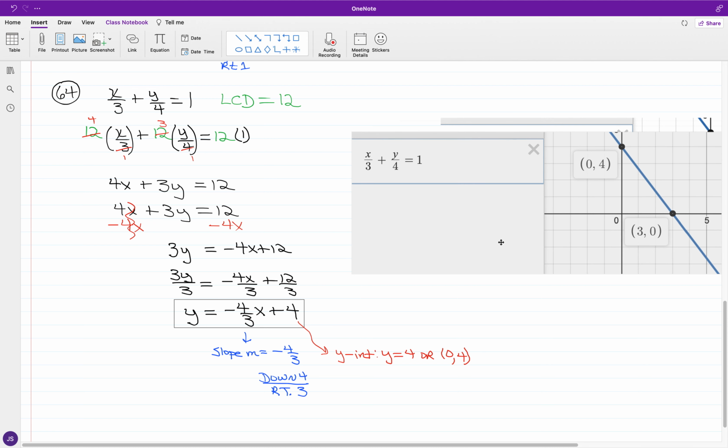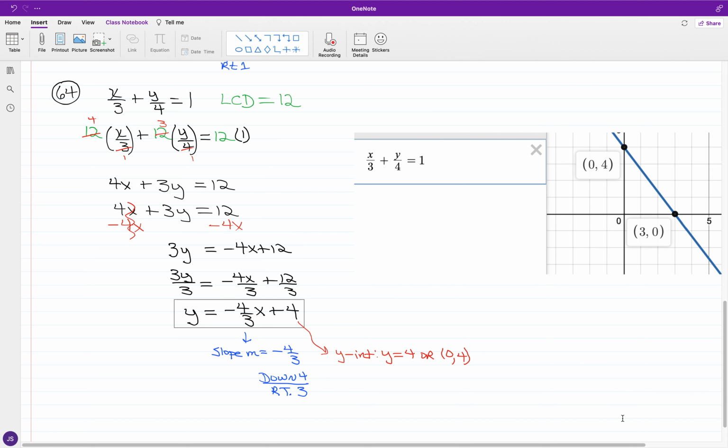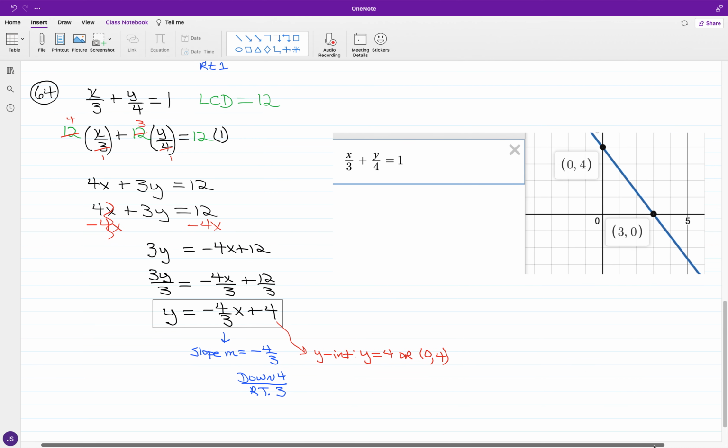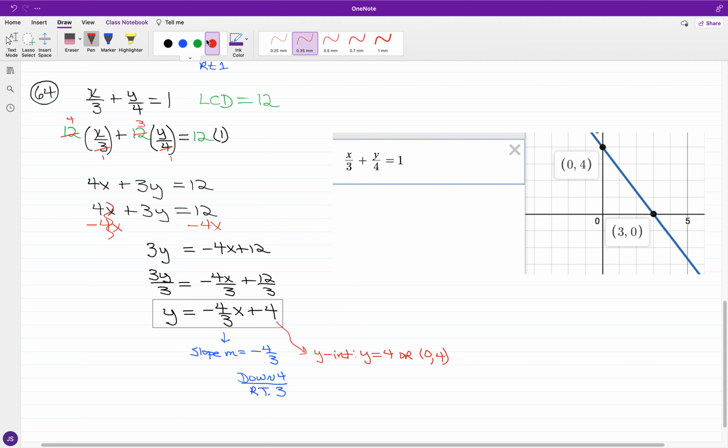Okay, so I have x over 3 plus y over 4 is equal to 1. And so, you notice for the y-intercept, we have 0, 4. And again, the slope is shifting downward 4 units and moving over to the right 3. So again, you have a bit of a right triangle pattern, going down 1, 2, 3, and 4.